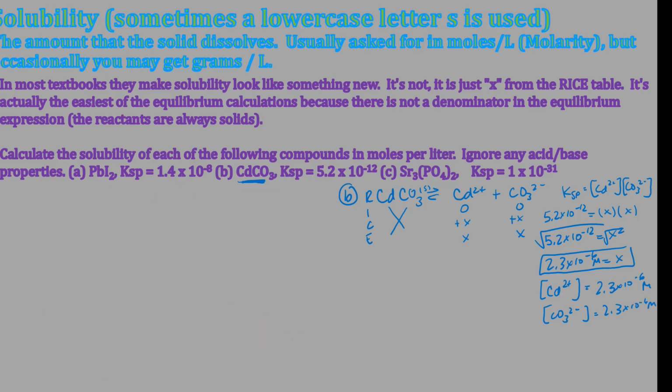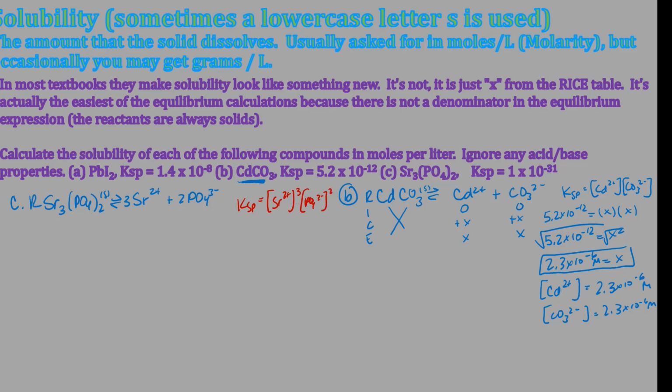All right, now part C, for strontium phosphate, solid, we have strontium, which is going to have a +2 charge, and we have phosphate, which is going to have a -3 charge, so that's 2 and 3 of those. So my Ksp for that is going to be equal to strontium cubed and phosphate, I'm running out of room, squared.